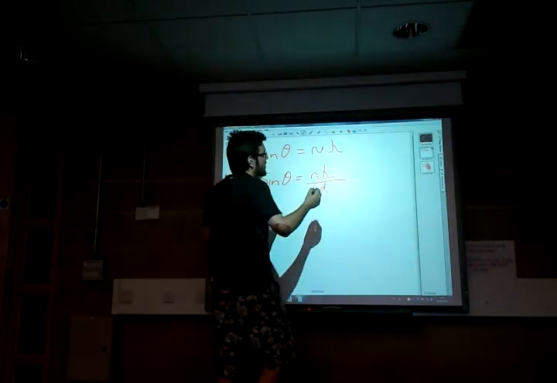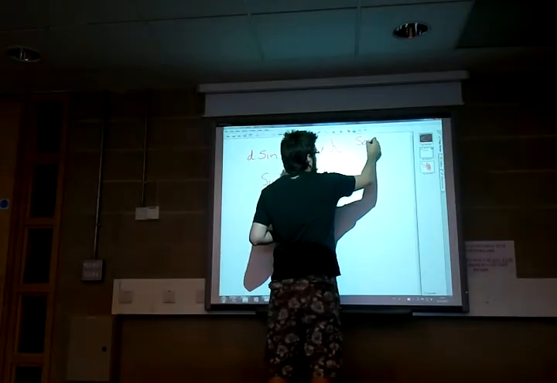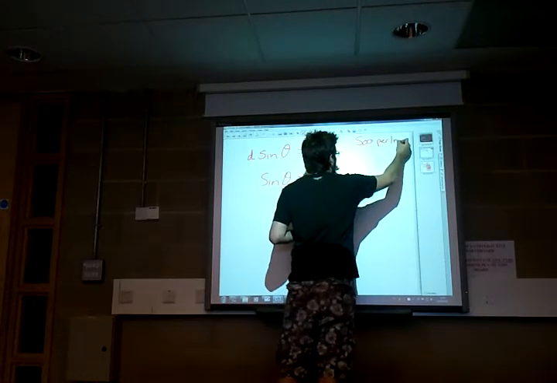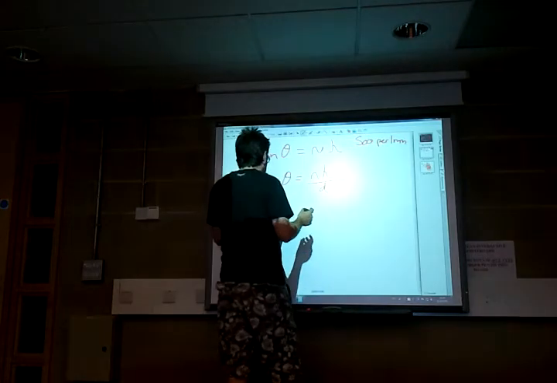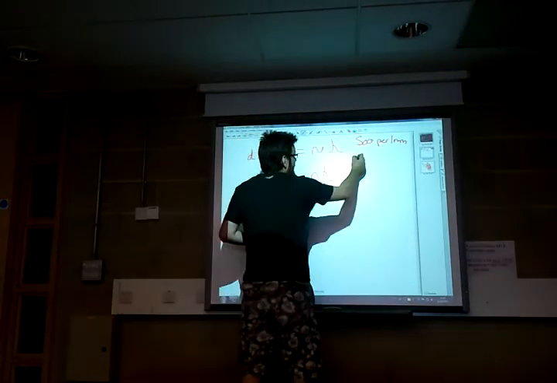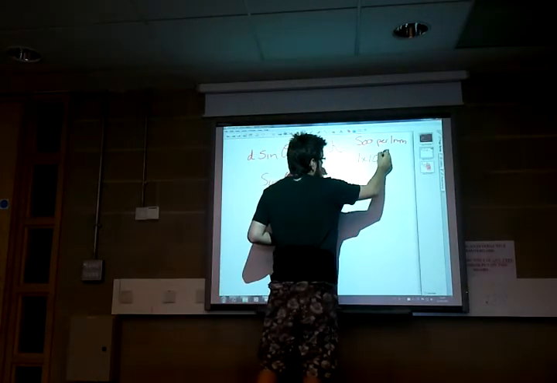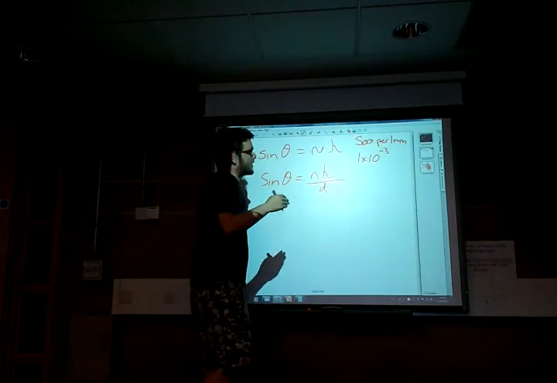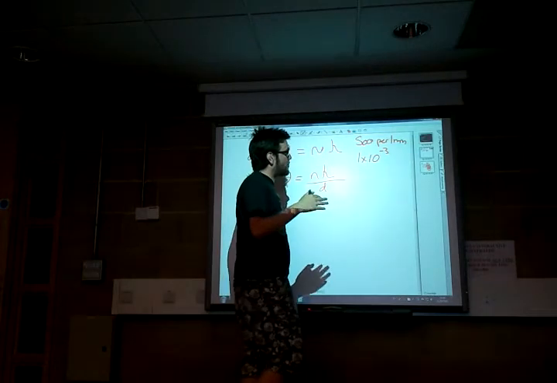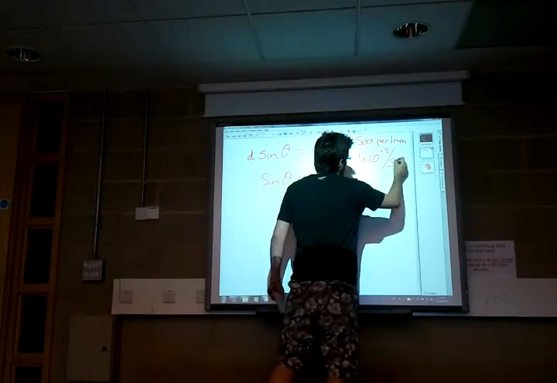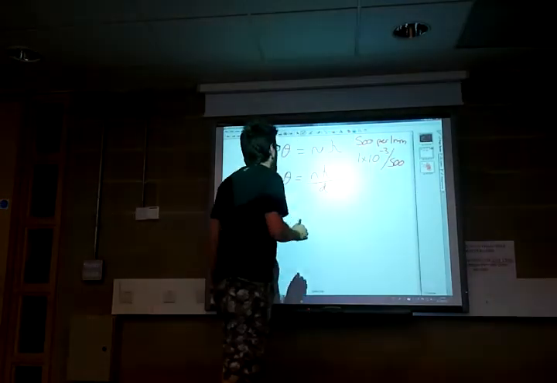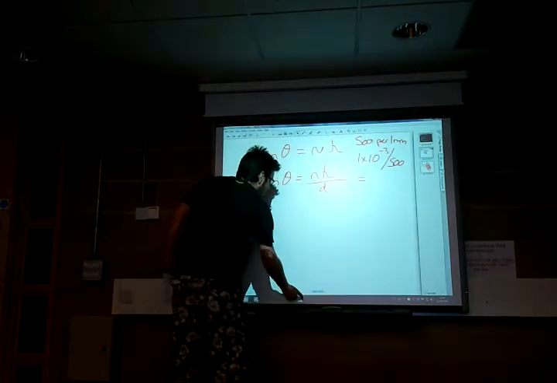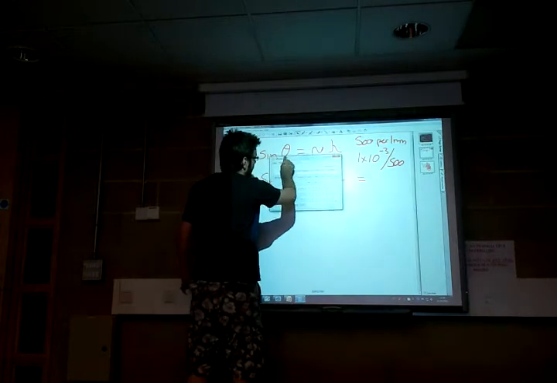As we said, we're going to have 500 lines per 1 millimetre. We know that 1 millimetre in standard form is 1 times 10 to the minus 3. To figure out exactly what the spacing is, and we've got 500 per millimetre, obviously we need to divide that by 500. That will give us our answer of the spacing in between our lines.